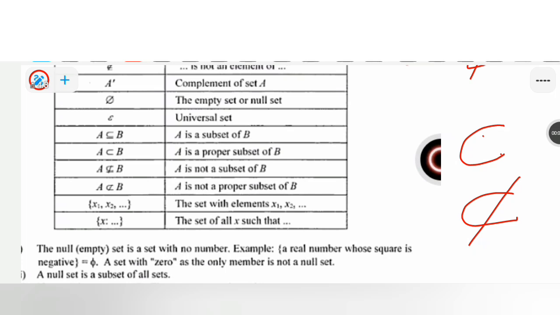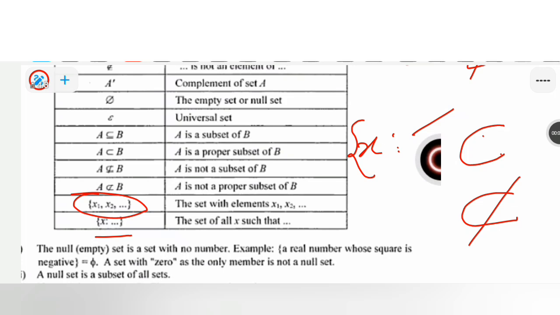Then I'll move to the next one. The set with elements. This is a listing of the members of a set. It means sets with elements x1, x2, and so on. And this one here, when you see x like this with the dots, it means the set of x such that, then they'll put something in front of it like that.